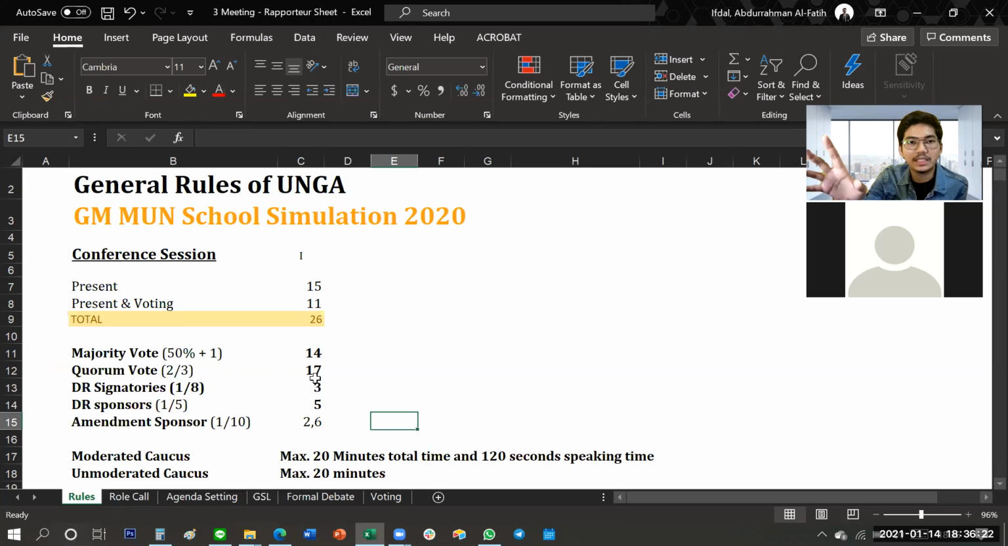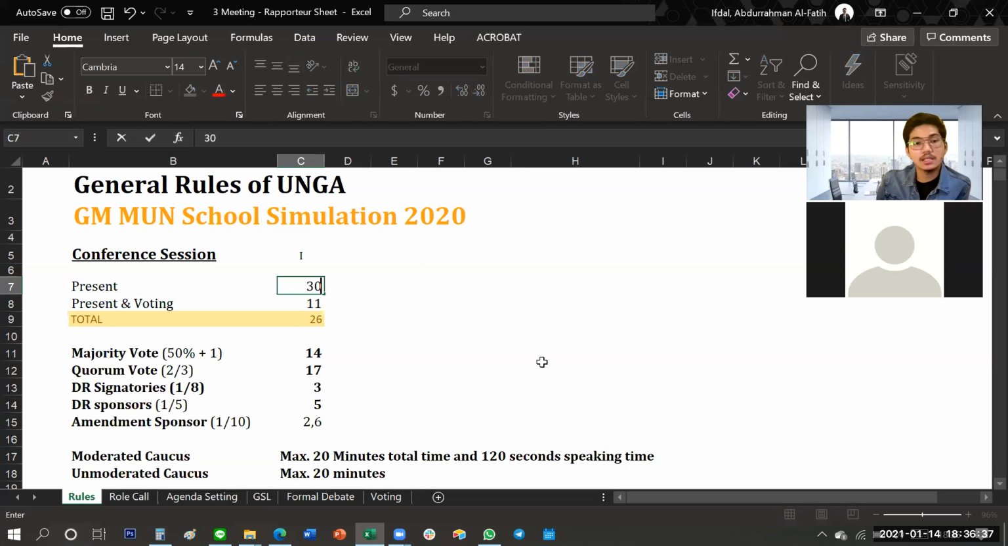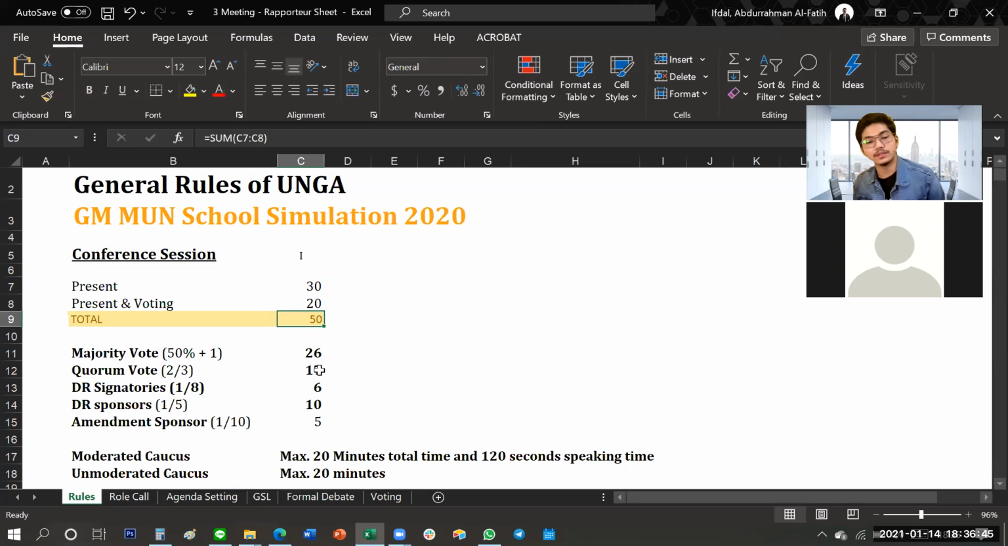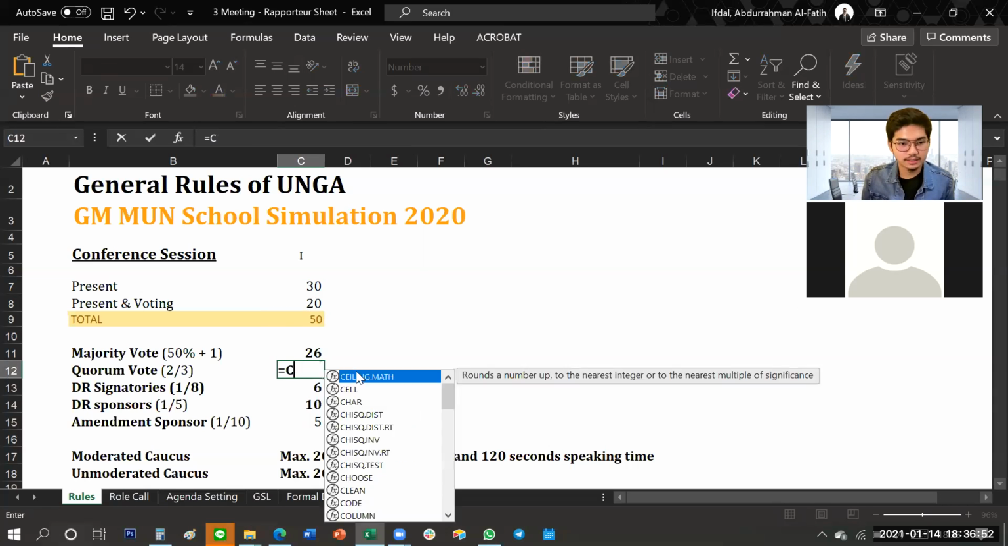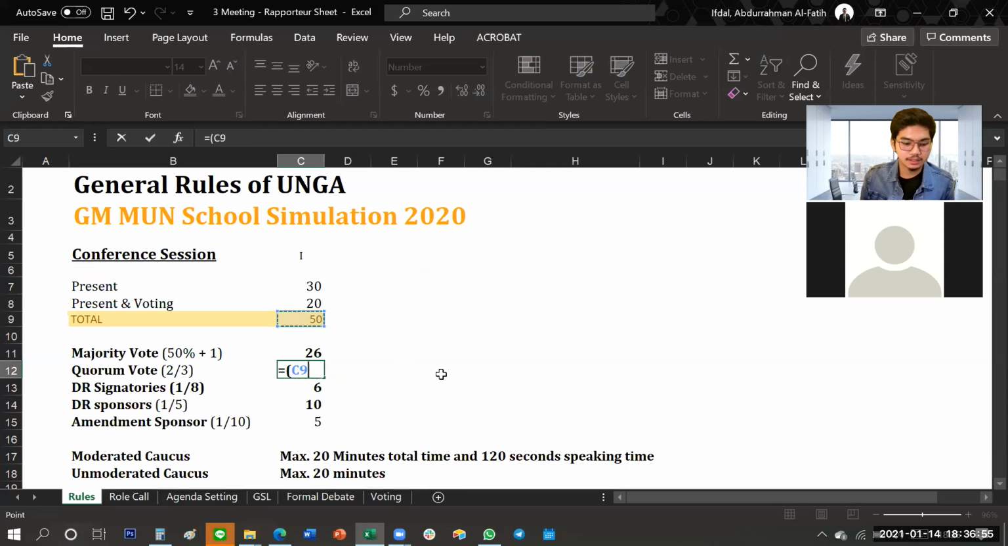For example, there are three draft resolutions from three different blocks, and this whole conference session consists of, for example, 50 delegates. Let's say there are 30 delegates present and 20 delegates present and voting. So there are a total of 50 delegates. I will change the formulation first for this one. So the quorum vote will be 50 times 2.